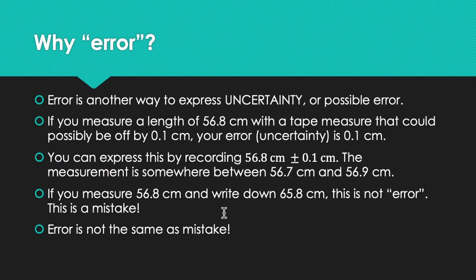So I want to contrast this with the word mistake. A lot of times in regular language, the word error means the same as the word mistake. You did something wrong, you pressed the wrong button, you wrote down the wrong measurement, and then you say, oh, well, I made an error. And scientifically, error is not the same as a mistake. If you measure 56.8 centimeters and you write down 65.8 centimeters, that's not what we mean scientifically by error. That would just be a mistake. You wrote down the wrong number. It doesn't have anything to do with the type of equipment you're using and how certain you can be with that equipment. That's just a mistake, so that should probably be done over.